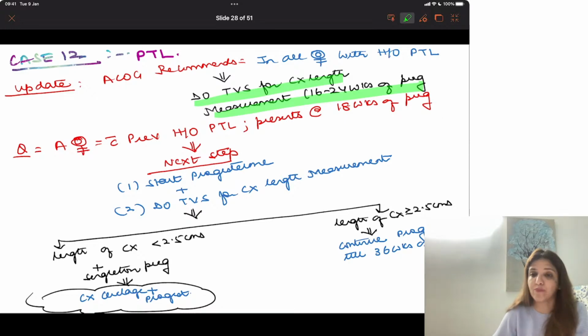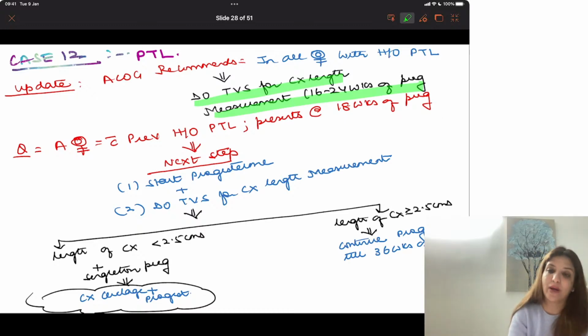So suppose a question comes to you that there is a pregnant female who has previous history of preterm labor and she is presenting to you at 18 weeks of pregnancy for routine checkup. What is the next step? Now, because she has previous history of preterm labor, I have to do a TVS for cervical length measurement. And along with that, to prevent preterm labor from happening, I'm going to give progesterone. So your next step is you have to do a TVS and give progesterone.